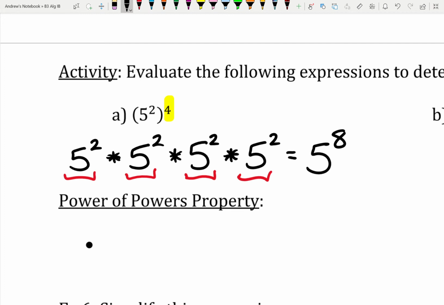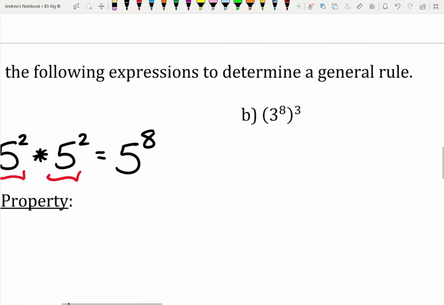So take a second, think about what we might be able to do with 2 and 4. What we can do with these exponents that can kind of shortcut us to getting 8. Let's try another one out and let's see if it kind of becomes a little clearer.